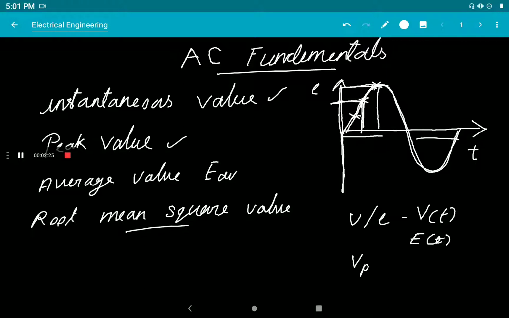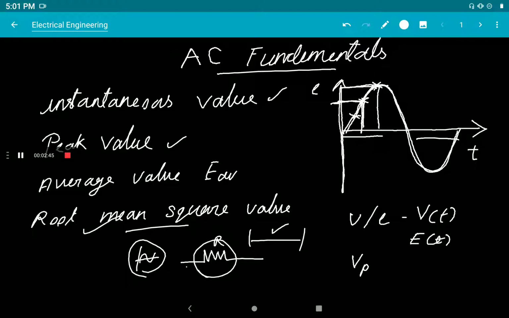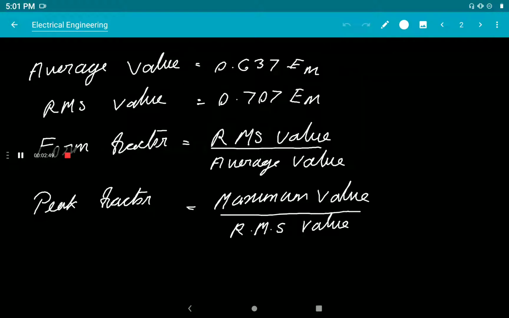That means, for the RMS value, consider a resistor R. When we flow an alternating current through it, if there is a steady current which produces the same heating effect on this resistance, then the magnitude of this steady current gives the RMS value of this particular AC waveform. So that is the RMS value, VRMS or IRMS.